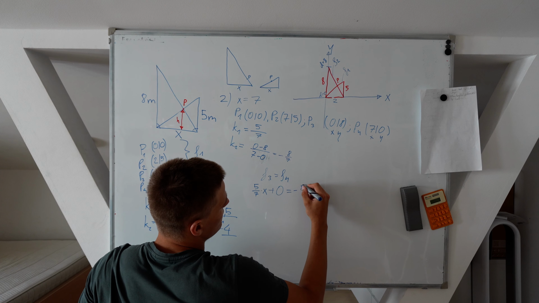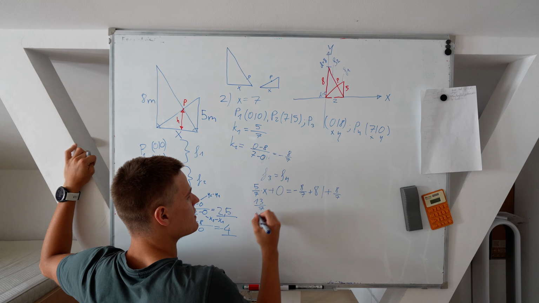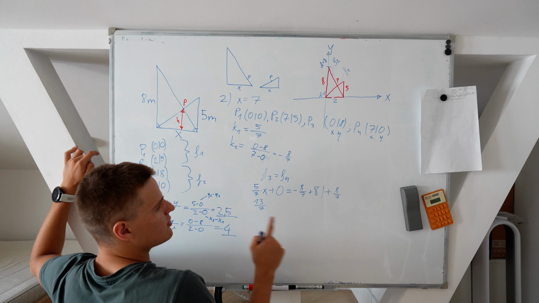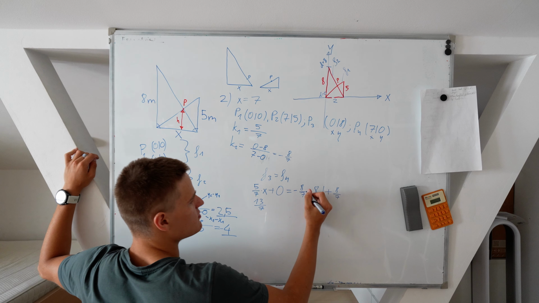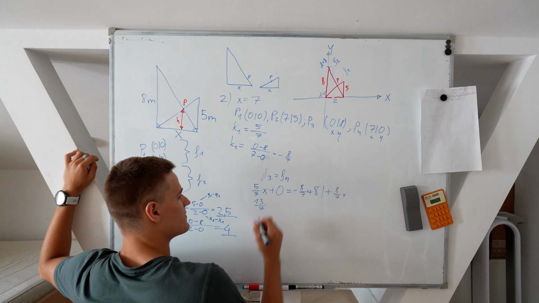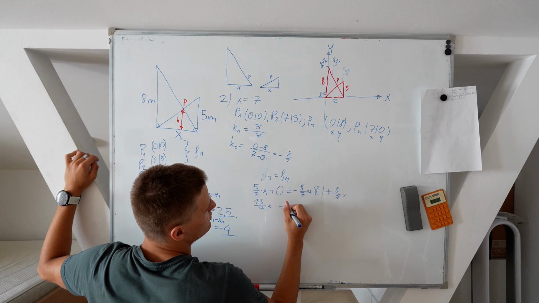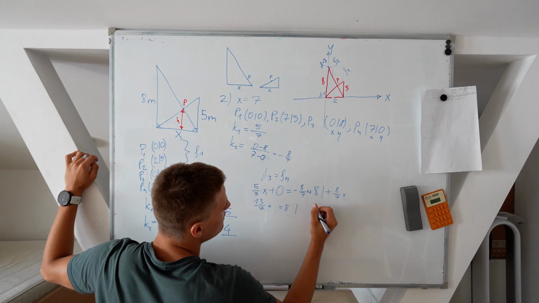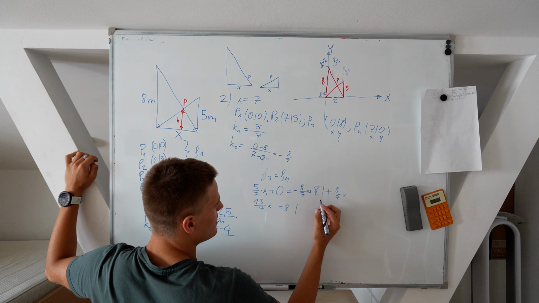We get 13 over 7. Is that right? We just say, okay, the denominator is the same. Sorry about that. X is equal to 8, and then we just say times 7 over 13.